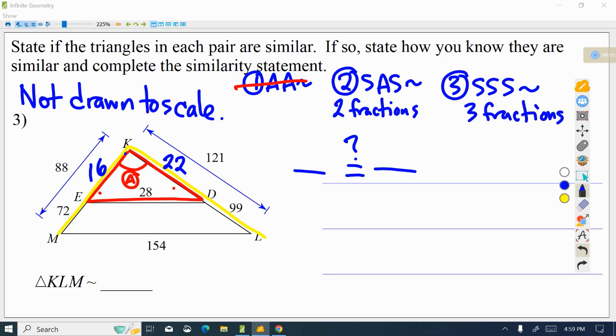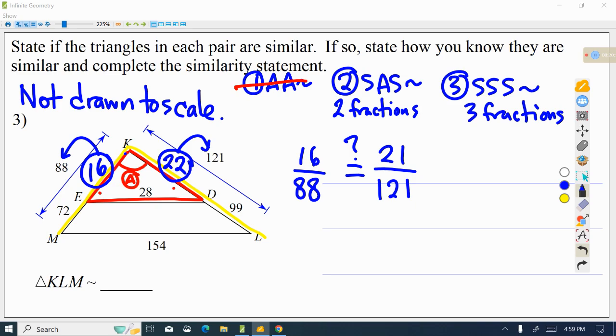So we need to use the corresponding sides. What I'm going to use right now is we're going to say 16 would correspond with 88. Let's try that. Let's see if 16 over 88 is equal to 22 over 121. We're doing the inside numbers over the outside numbers. So what we want to do is break these down and see if they're equal to each other.